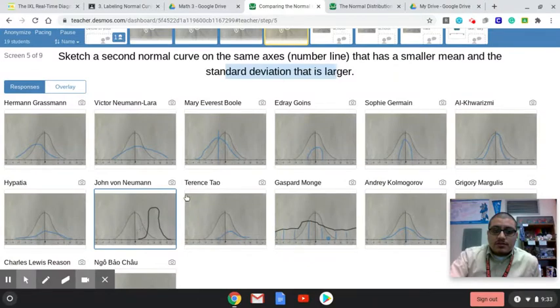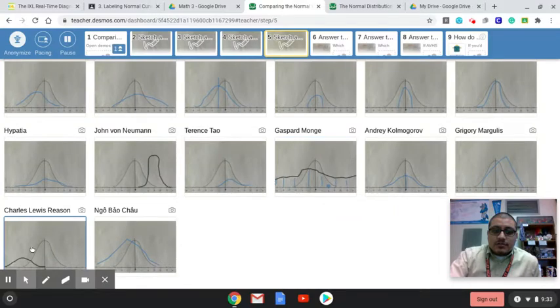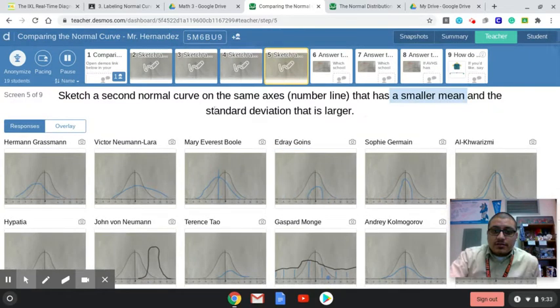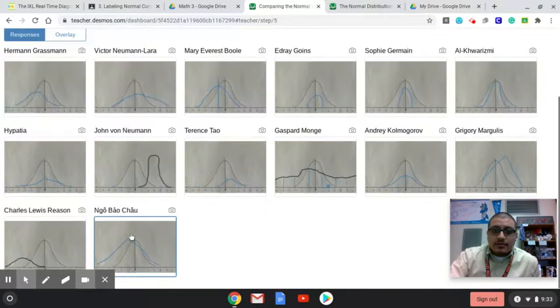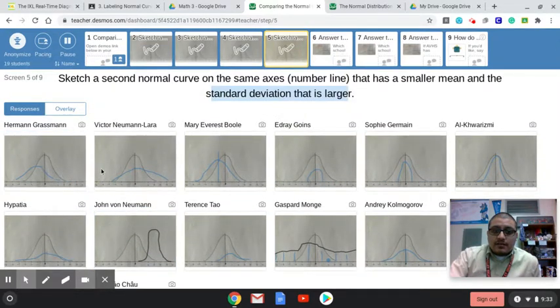This is shifted to the right, but that would mean that it would be a greater mean. But here it's asking for a smaller mean, so it actually should shift to the left. This is good right here. Yep. This is okay, but this is shifted to the left, but because the standard deviation is larger, it should go wider than the original. So I think this one might be a little bit wider, but remember, as you go wider, the top of it has to go lower, kind of like this.